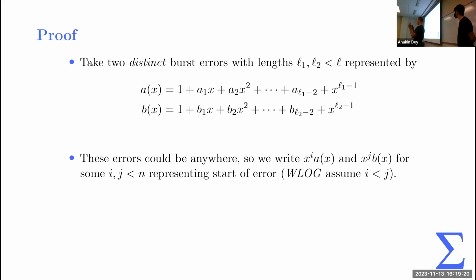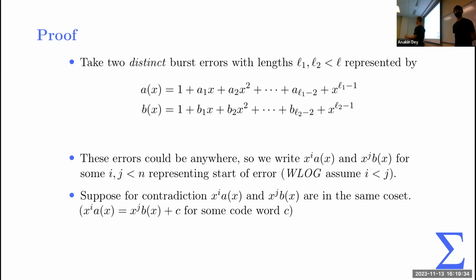Because they could be anywhere, we give them a factor of x to the i and x to the j, so that it shifts them over. Without loss of generality, i is less than j, so A starts first, and we limit them to be less than n just for convenience. Then, like I was saying, for contradiction, we say that they're in the same coset. They're different errors, and they're in the same coset. But we're eventually going to see that this must mean that both of these errors are actually the same error, which is a contradiction, and is going to give us the proof that we want.